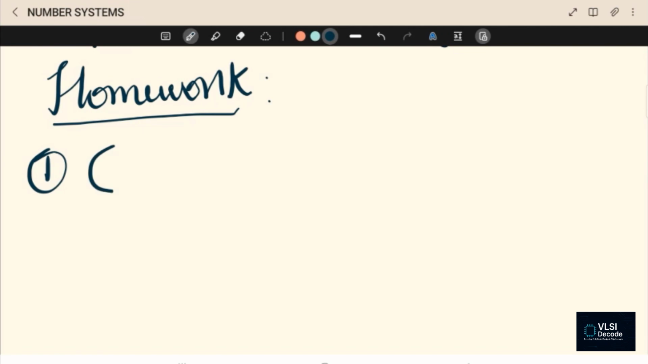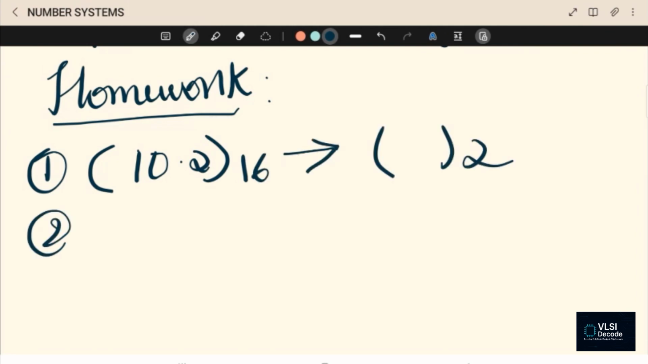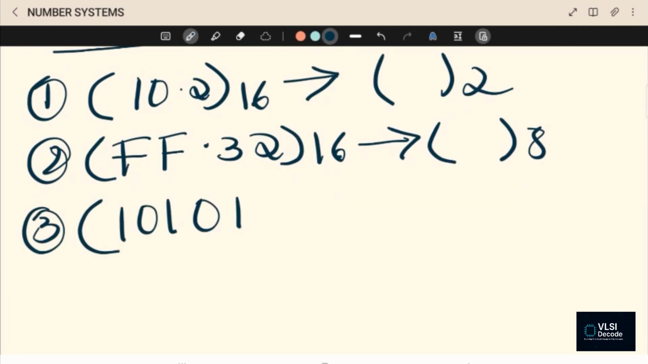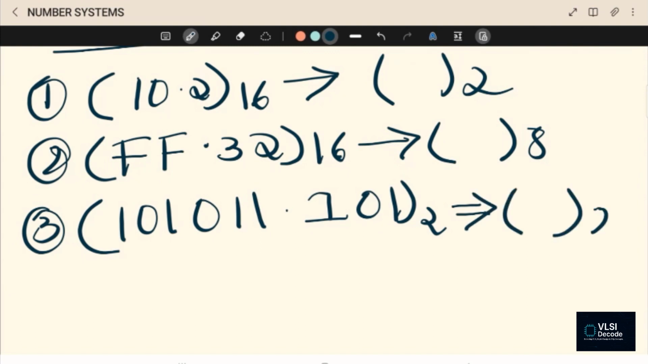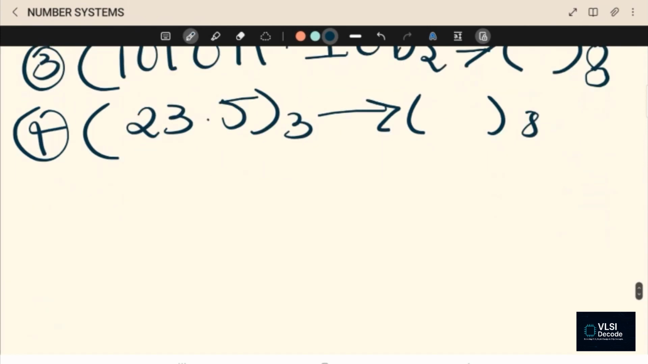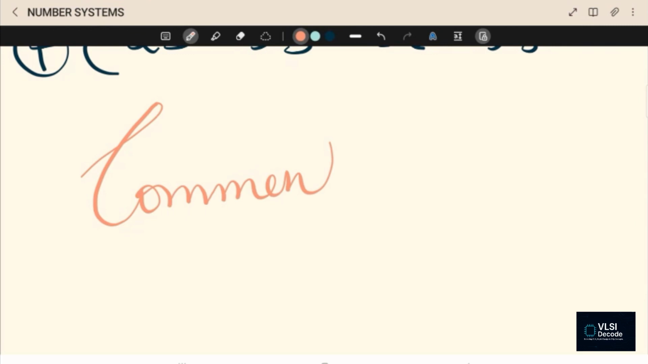Before that, let me give you some homework questions. These are the homework questions. I want you all to solve these and comment down. I'll be checking the answers, and if you have any doubts, feel free to comment down. I'll definitely respond to your questions. Please solve these questions. These are very important. These are very useful fundamentals which are strongly required for your VLSI journey.